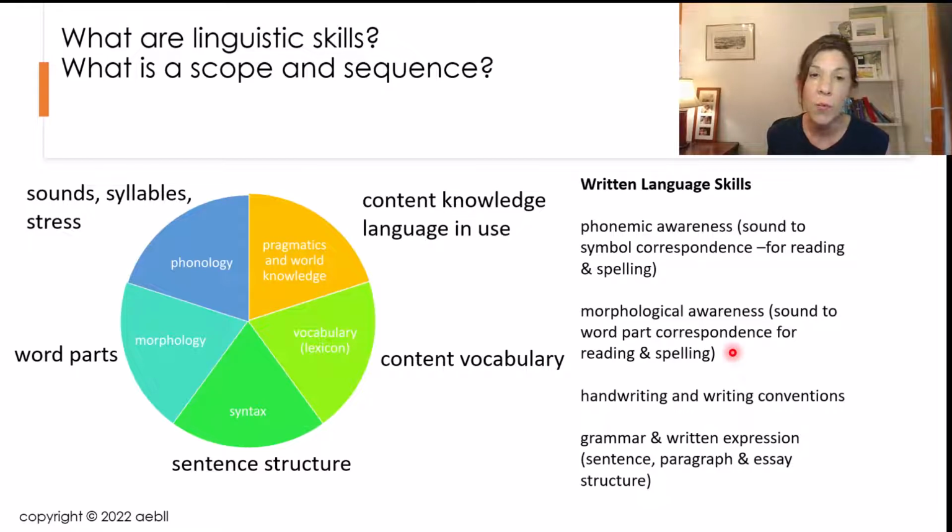So if I have a word like writing, I want my learners to recognize the ing ending as ing, and I want them to be able to recognize it in text and also spell it independently. Linguistic skills, I'm also talking about handwriting and writing conventions. And so you might ask yourself, well, how am I supposed to teach my adolescent students handwriting? That's something they're supposed to have learned way back when in kindergarten.